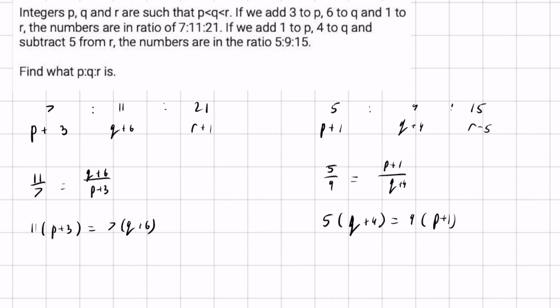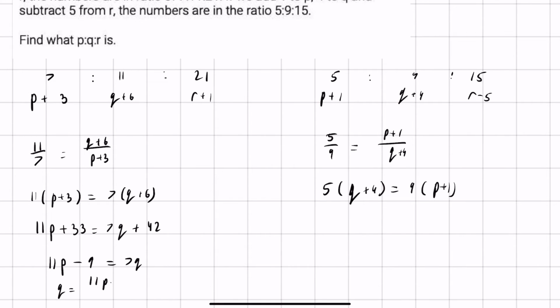To do that, let's make, for example, q the subject in here. So we first expand the bracket, so 11p plus 33 is equals to 7q plus 7 times 6 is 42. 11p minus 9 is equals to 7q. Therefore, to make q the subject, we divide everything by 7, so q is equals to (11p minus 9) over 7. Now, all we have to do is substitute this q into our q in here.